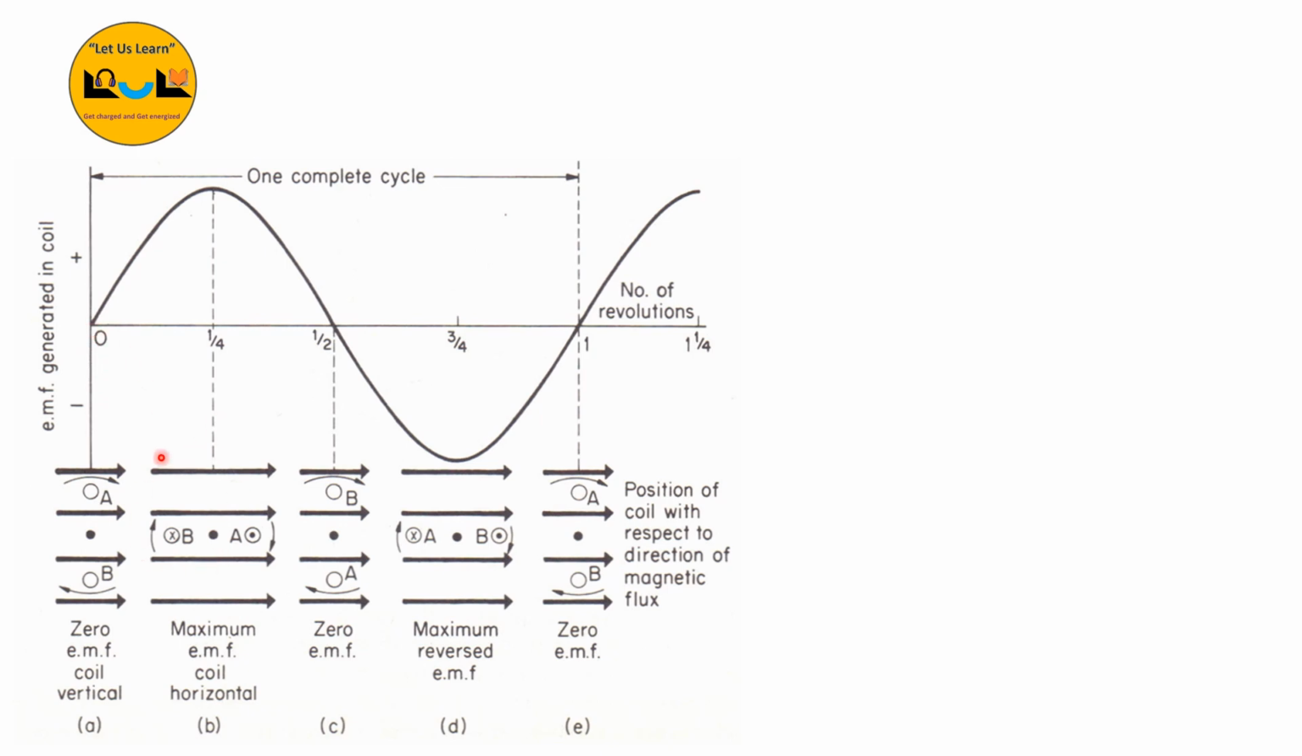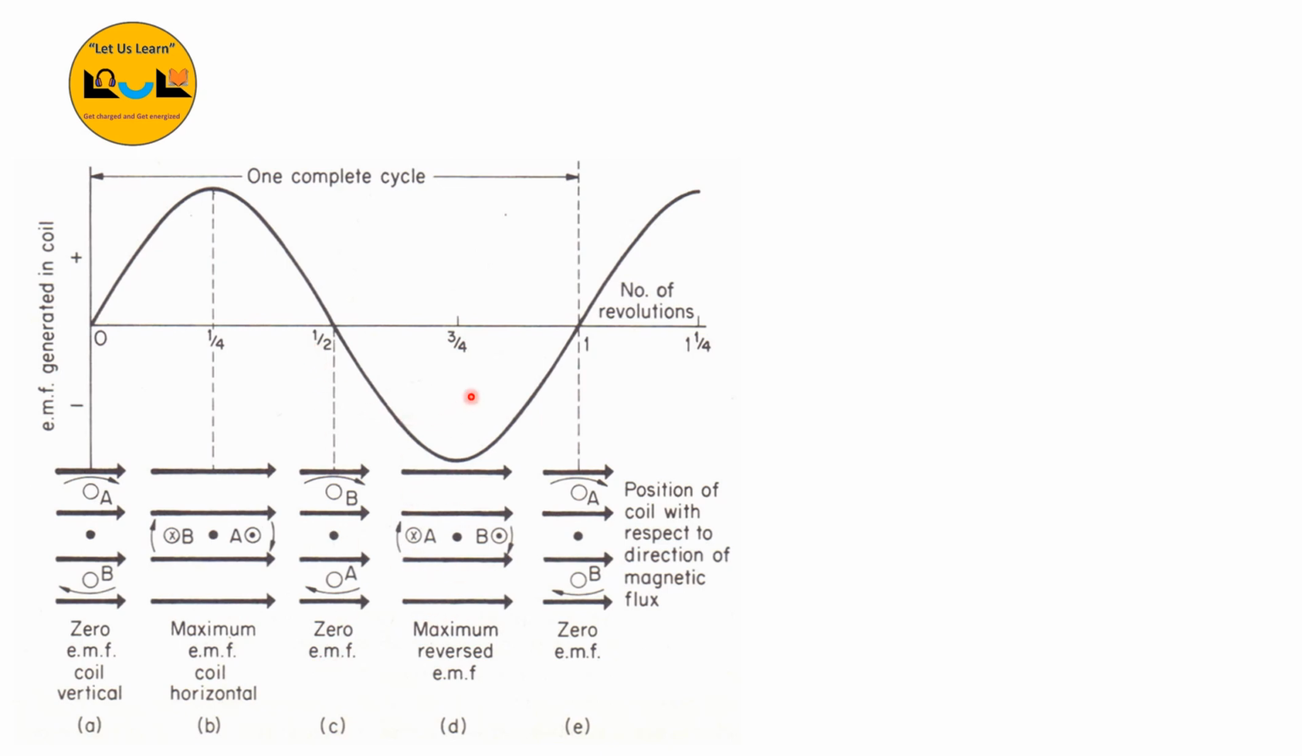Now coming to position 2, whenever the current carrying conductor or coil is horizontal, the magnetic line and the conductor are perpendicular to each other. So the maximum EMF will be generated here. Now this is for 180 degree. Whenever it comes to 180 degree, the magnetic line and velocity of the conductor are parallel to each other. So here the EMF is 0.